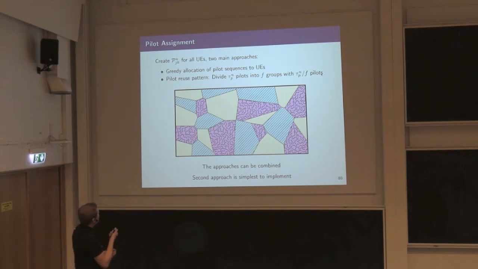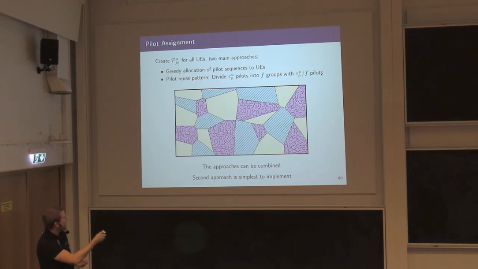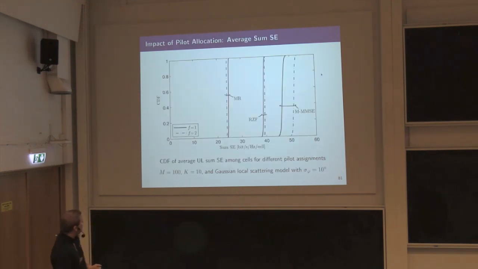And the second approach is definitely the simplest one, because then you can offline, when you deploy your base stations, select which base stations should use which of these different patterns. So each of these areas is one cell. But you can, on top of that, always apply some kind of greedy allocation as well. These are not two different competing methods. What I think is important is the following.